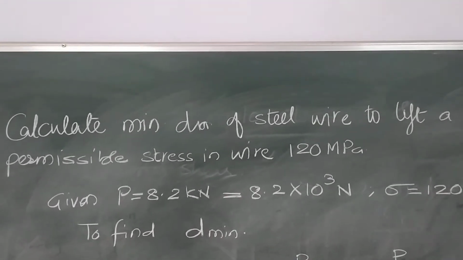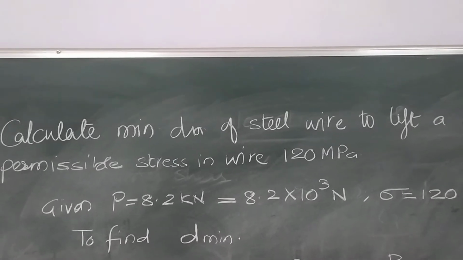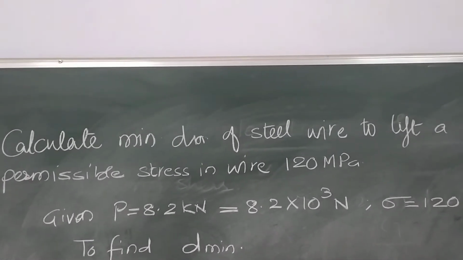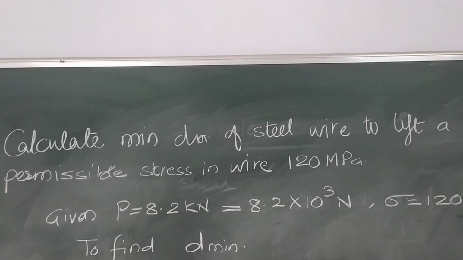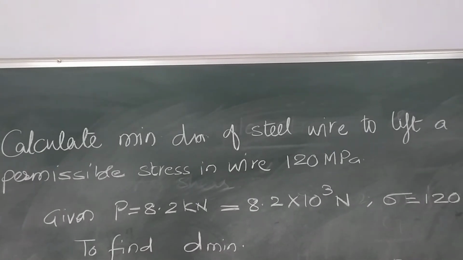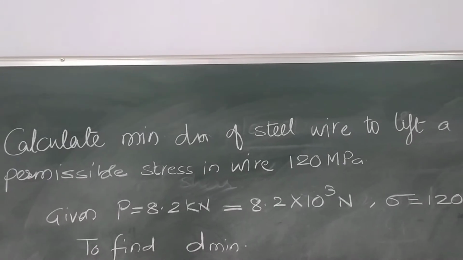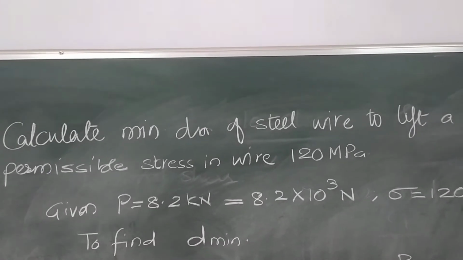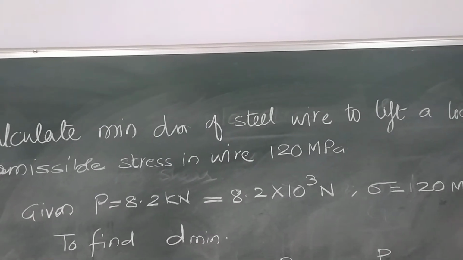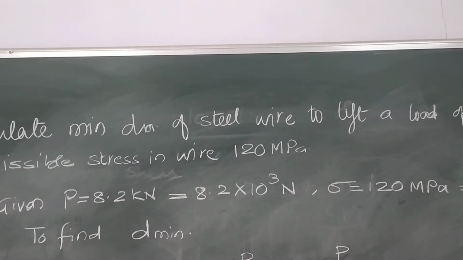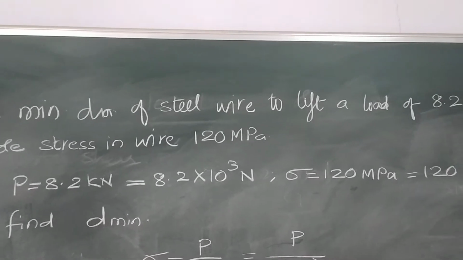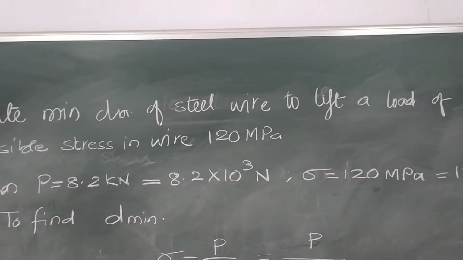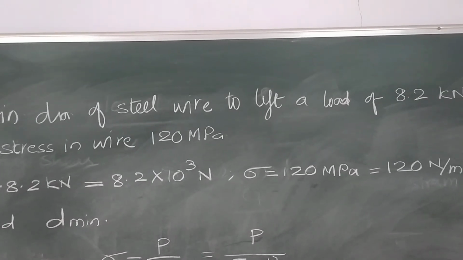Now we know the basic formula. Before solving this, make a list of formulae. We know the formula: stress is equal to force upon unit area. So here what is given? P, force, is given 8.2 kilonewton. We are going to convert it into 8.2 into 10 raised to 3 Newton. Sigma, that means stress, permissible stress in wire, is equal to 120 megapascal.